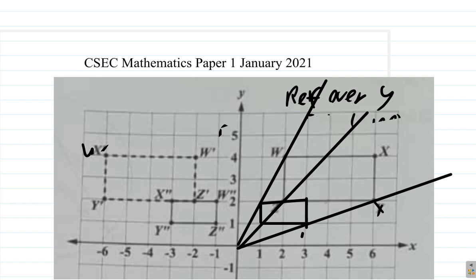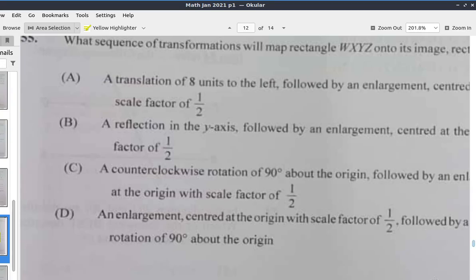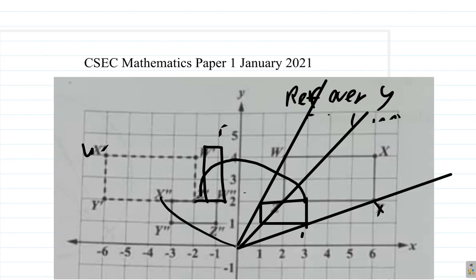This now, this corner would go from here and 90 degrees about the origin, carried somewhere about here. Alright? But if you rotate this 90 degrees about the origin, it will look more like this. So in any case, you can see that our answer is B. So that's the answer there.